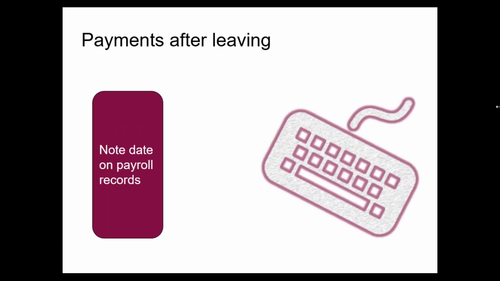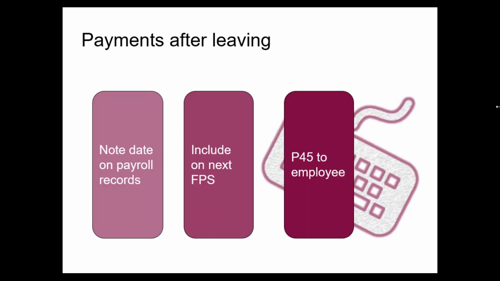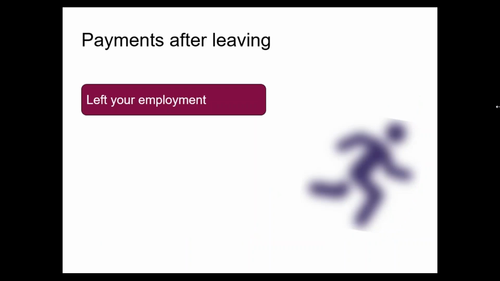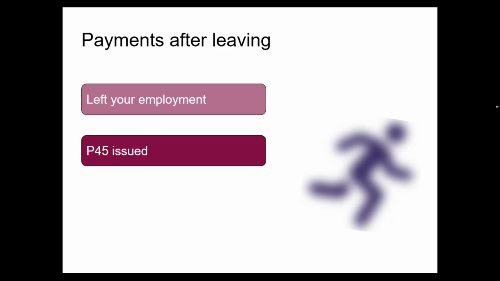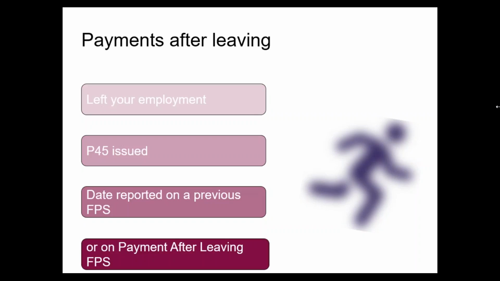Typically, when an employee leaves, you would add the leaving detail to your payroll record and include the date on your next full payment submission. And then you would print off and give your employee a P45. So when we talk about payments after leaving, we're talking about a payment you make to an employee after they've actually left your employment and after you've given them a P45. You will have reported the date of leaving on the full payment submission, or you'll be reporting it on the payment after leaving FPS.